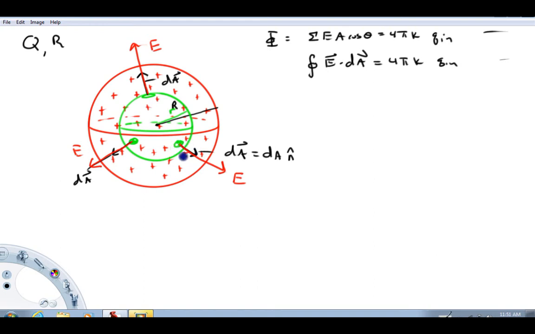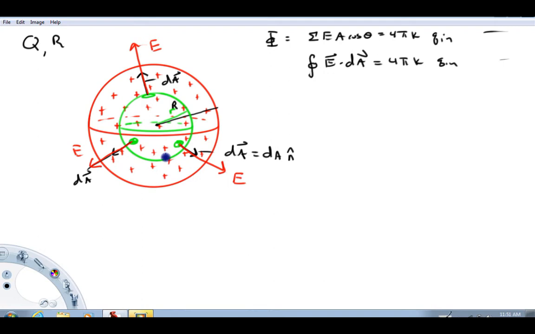You'll notice that the angle between the dA and the electric field at this location is 0. At this location, 0. At this location, 0. In fact, at any location, as long as you are on the green surface, the Gaussian surface, the angle between the dA vector and the electric field will be 0.